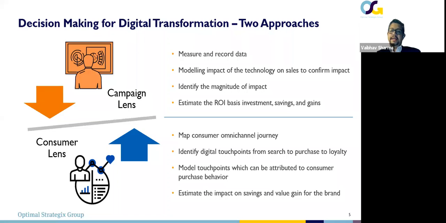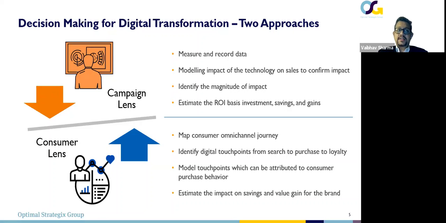If you're someone who has already invested in certain platforms and certain digital transformation work, let's say a few years ago, then the way you would approach ROI would be slightly different than for someone who's starting that digital strategy journey at this point in time. So what we call the two different approaches are the campaign lens and the consumer lens, which help identify the return on your investments, depending on what stage you are at.